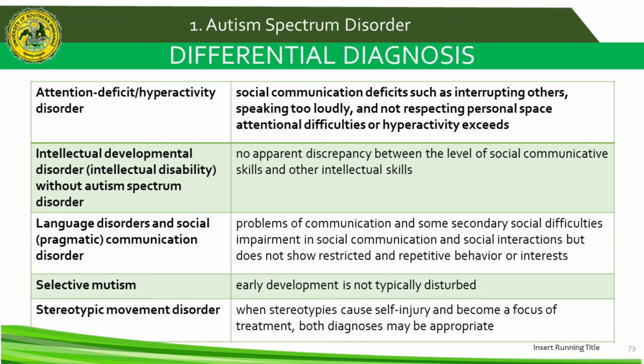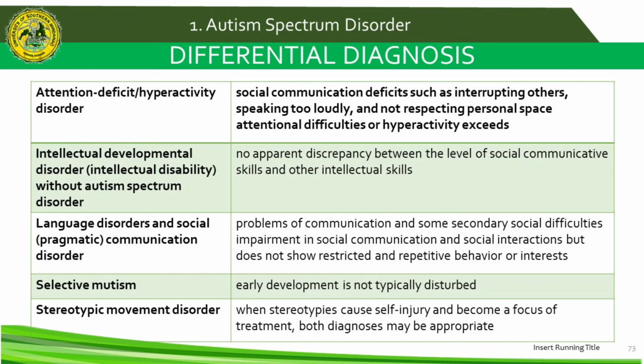For selective mutism, early development is not typically disturbed. The affected child usually exhibits appropriate communication skills in certain contexts and settings. So even in settings where the child is mute, social reciprocity is not impaired, nor are restricted or repetitive patterns of behavior present. Next, stereotypic movement disorder.